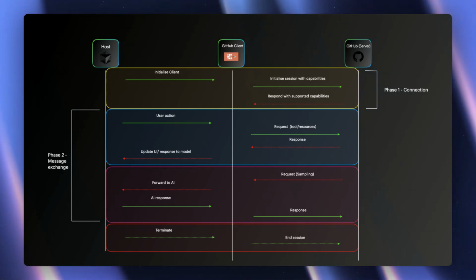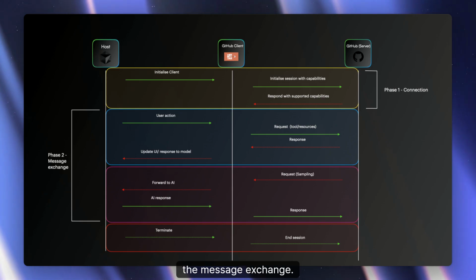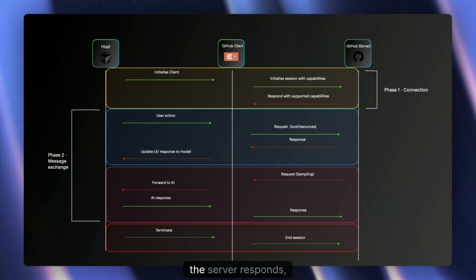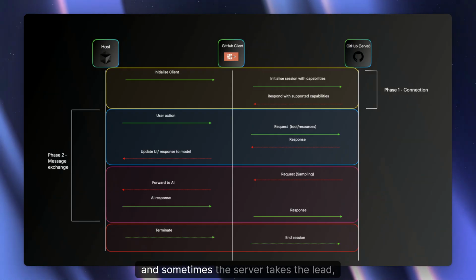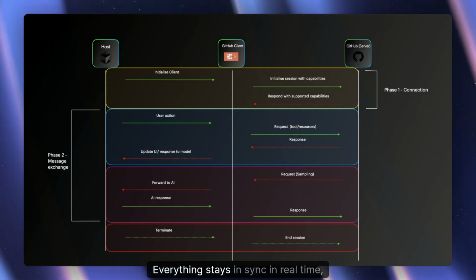Next, we move to the core of MCP, the message exchange. This is where the data flows both ways. The client requests information, the server responds, and sometimes the server takes the lead, asking AI for assistance. Everything stays in sync in real time, making interactions seamless.